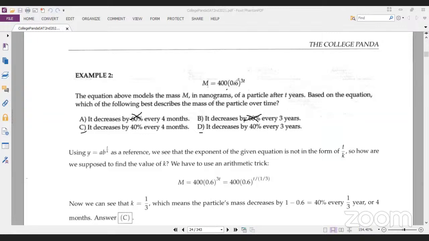What is the difference? What is the other difference? The first difference is decreasing, not increasing. The second difference is the power, the exponent.